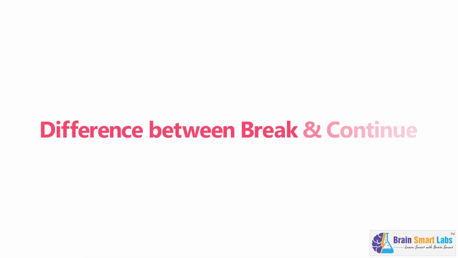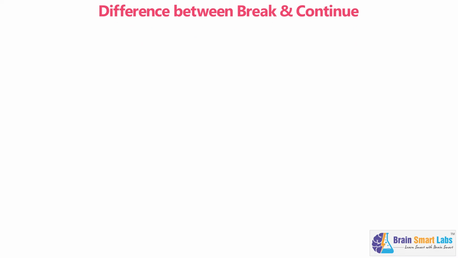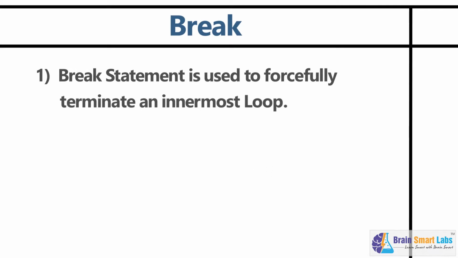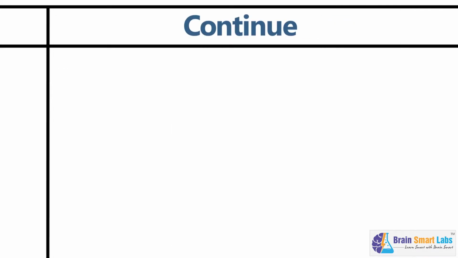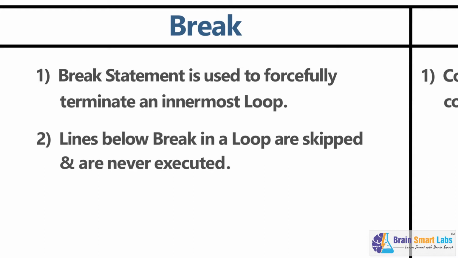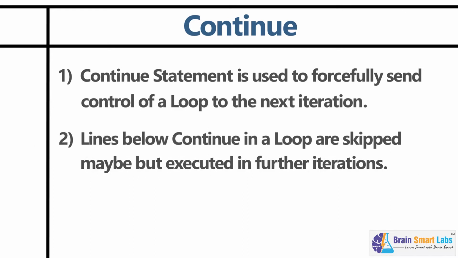Now here comes an important interview question, difference between break and continue. So pay full attention over here. A break statement in Java is used to terminate an innermost loop, whereas a continue statement in Java is used to send the control of a loop to the next iteration. Lines below break statement in a loop are completely skipped and are never executed, whereas lines below continue that are skipped in the current loop cycle may be executed later in further iterations.